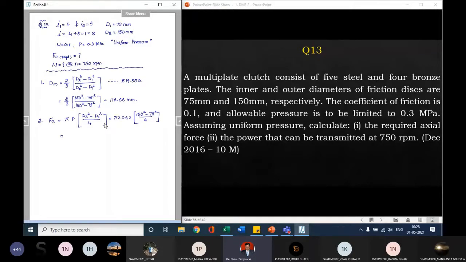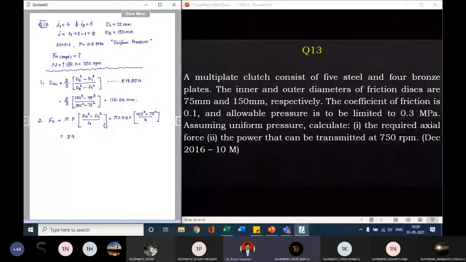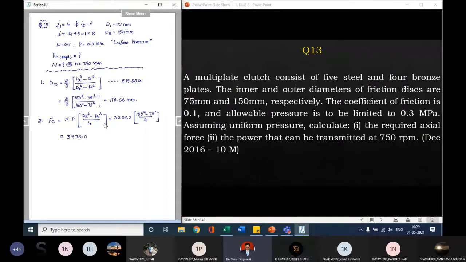So FA is 3976.07. Right. I got the value of this one.